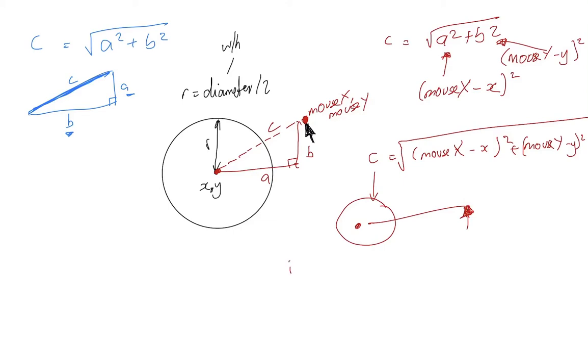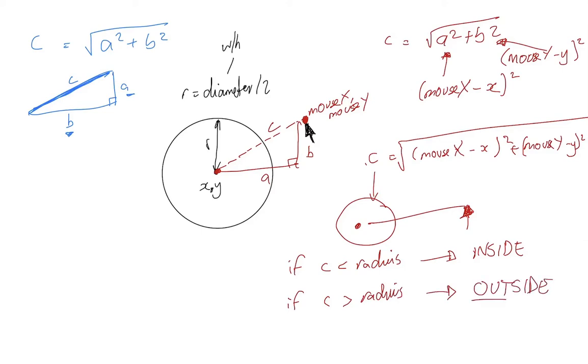So if C, my distance, is less than the radius, then I am inside the circle and I'm inside the button. If C, my distance, is greater than the radius, then I am outside the button, and therefore when I click on it I shouldn't select.